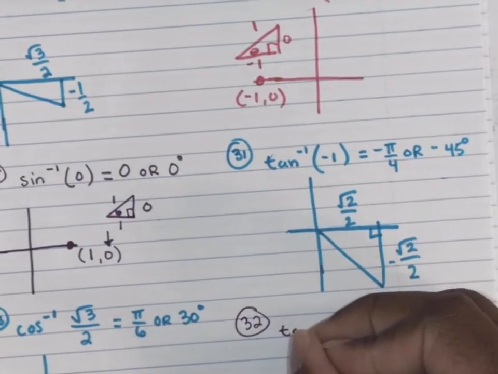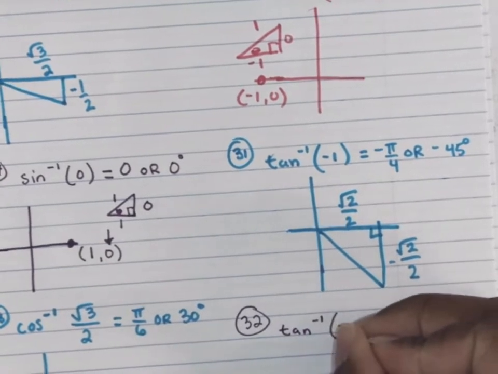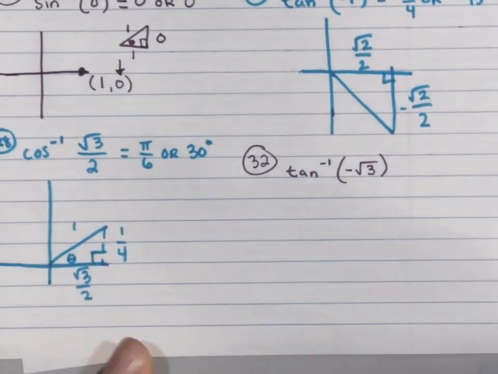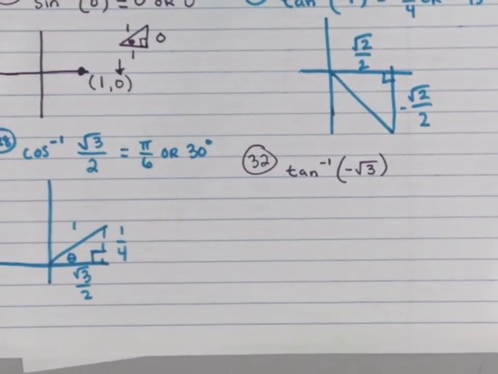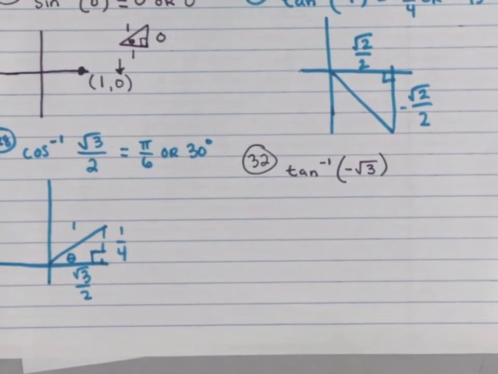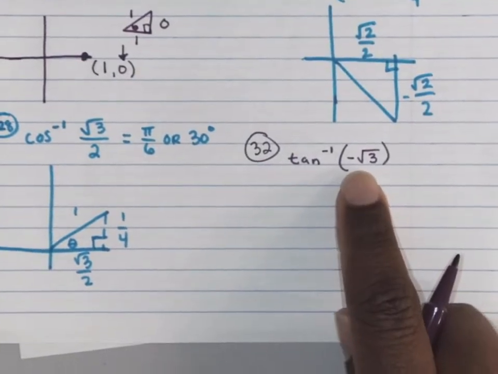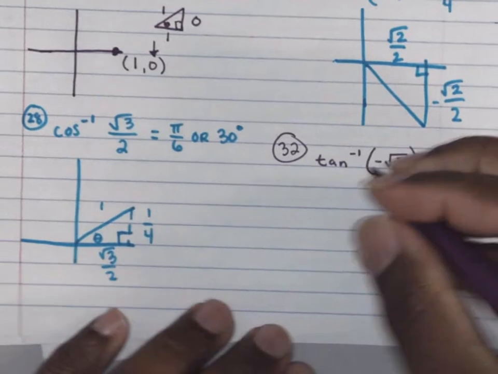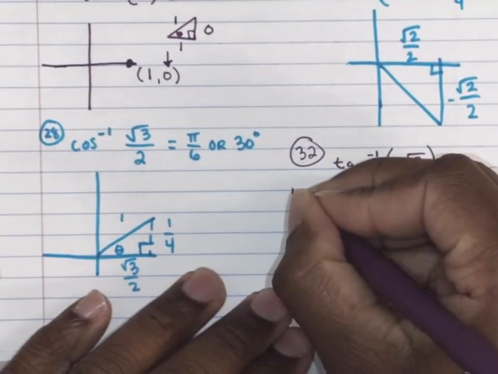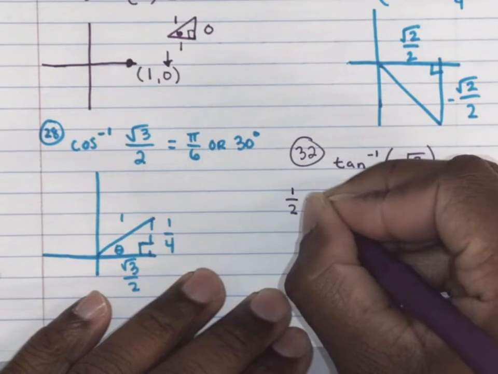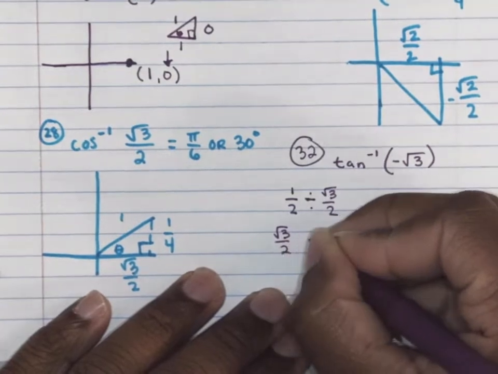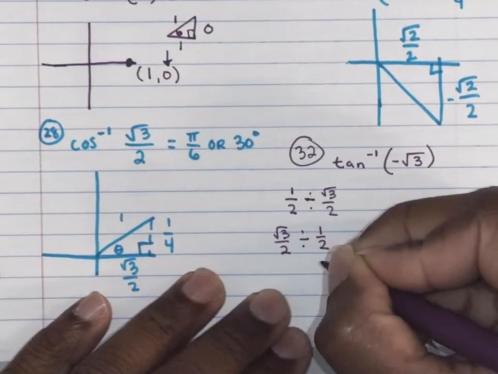Alright, number 32. We got tangent inverse when you get out negative root 3. So my options would be either a 30 or a 60, because I know at 45 you get 1. Since I get a negative value, I know this is going to be the angle in the fourth quadrant. I just need to figure out if it's the 30 or the 60. So my options would either be 1/2 divided by root 3 over 2, or I flip them and have root 3 over 2 divided by 1/2.